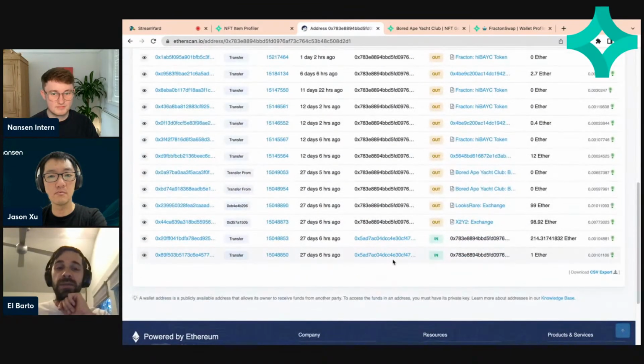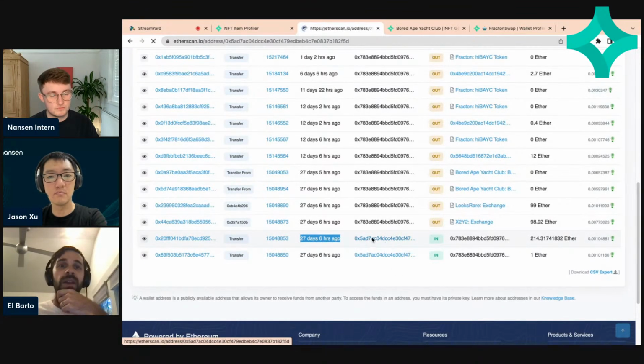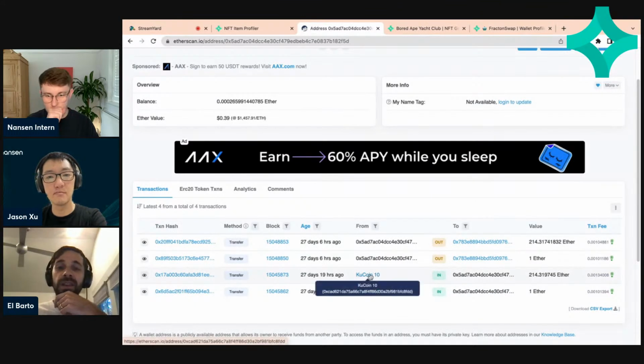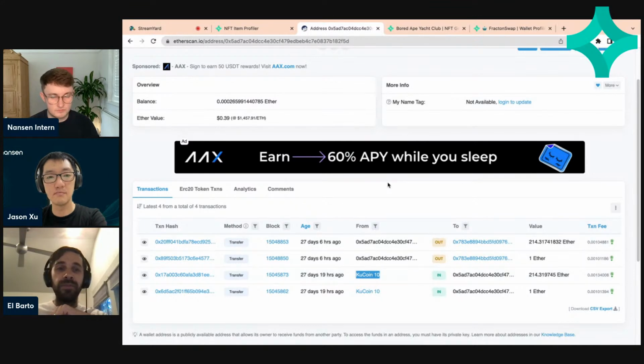You can kind of see something really funny, where 27 days ago, this address got 214 ETH from 0x5AD. And if you just click on 0x5AD, okay, it makes sense. KuCoin sends ETH here. This is like them sending the ETH to buy the Bored Ape.